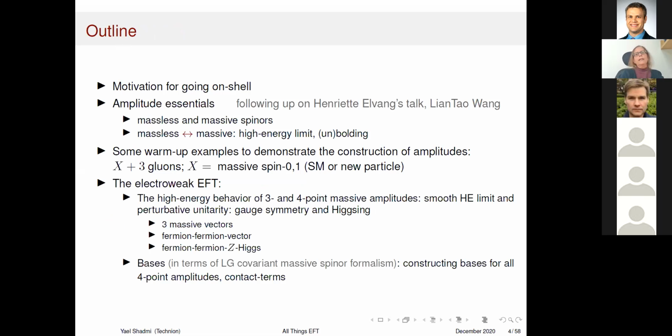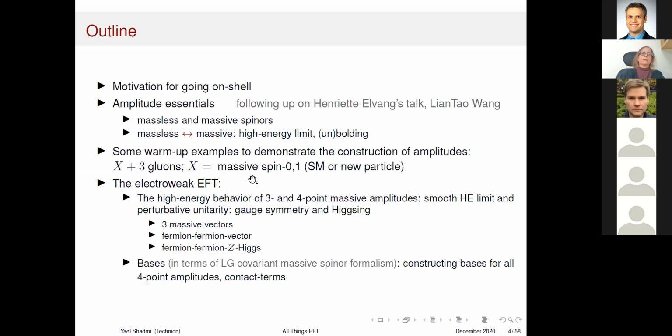Okay, so this is my outline. I'm going to start with some motivation for why we want to go on shell. Then I'll talk about some amplitude essentials that we need. So we had an excellent introduction by Henriette, and we also had another talk by Lian Tao. So I'll build up on that. The main new ingredient that I'll need are treating massive particles. So I'm going to talk about the connection between massless and massive spinors, the high energy limit, and bolding and unbolding. And then once we have all these tools, I'm going to show you some warm-up examples of how this construction proceeds, just to get the general idea.